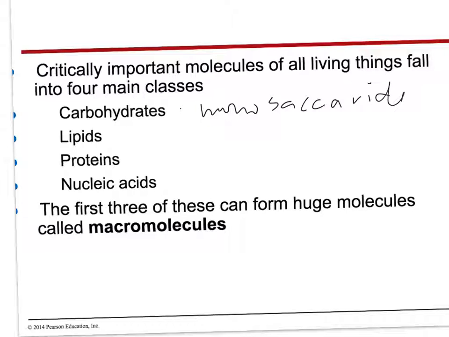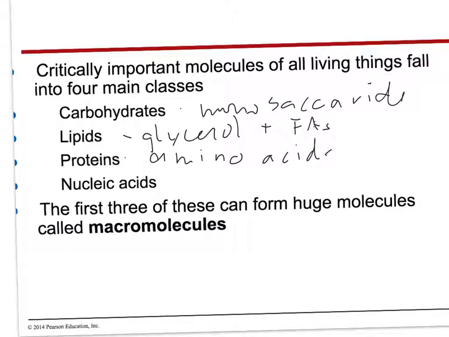I think I spelled that right. I think there's an H in there somewhere. Okay? Lipids are going to be composed of a glycerol molecule plus fatty acids. Proteins are going to be composed of amino acids. And nucleic acids are composed of nucleotides. Okay, those are the subunits. We're going to talk about each of them. We'll get into the subunits later on. I'm just giving you the overview right now.